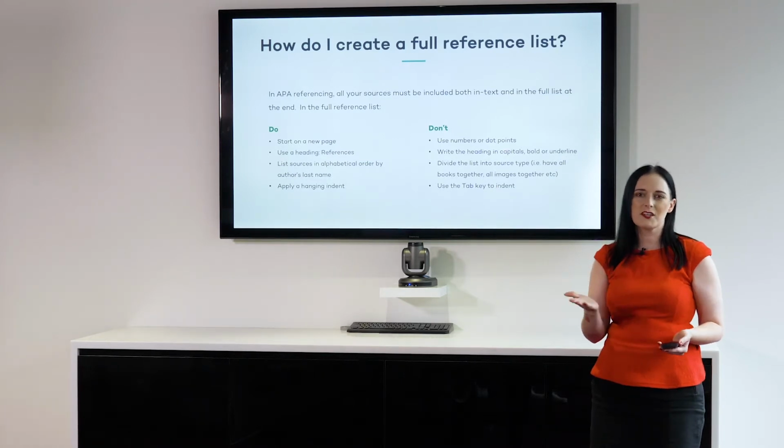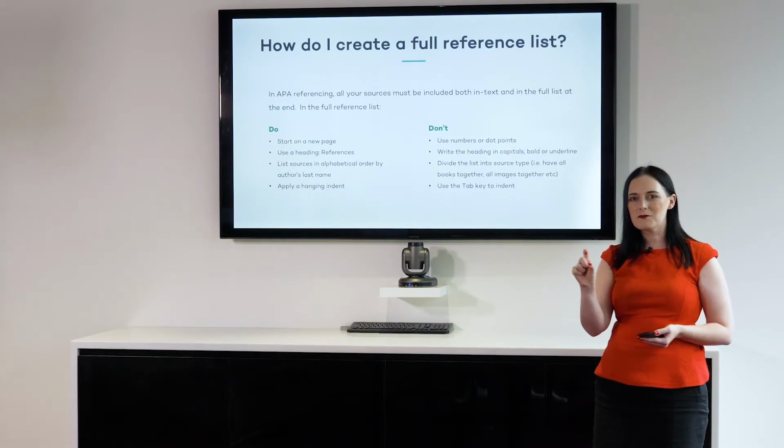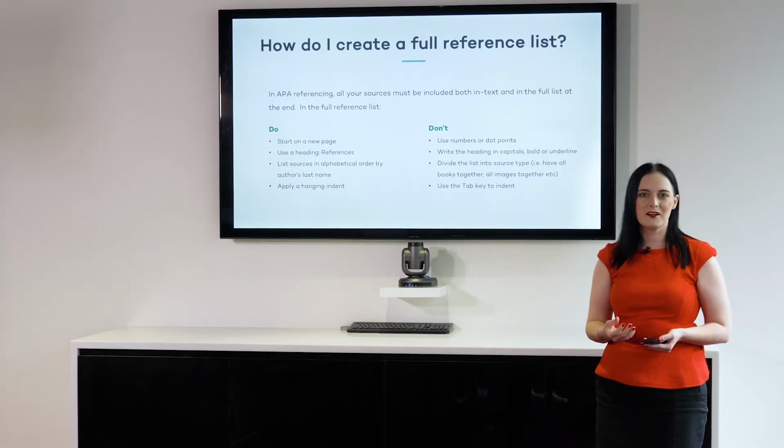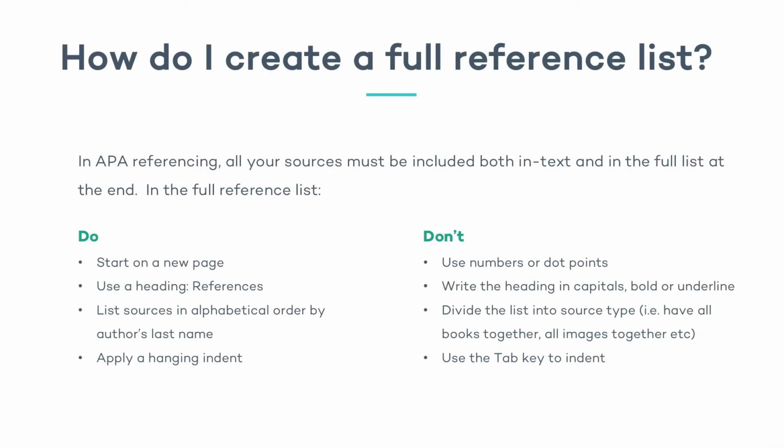A book is not the same as a journal, and that's not the same as a website. And if you've written them correctly, it will be obvious what they are. That's why you don't need to put them into sections. Also, there's no need to use numbers or dot points in your reference list. There's no need to double space it, but there is a need to apply what's called a hanging indent. And I will show you how to do that a little bit later on.